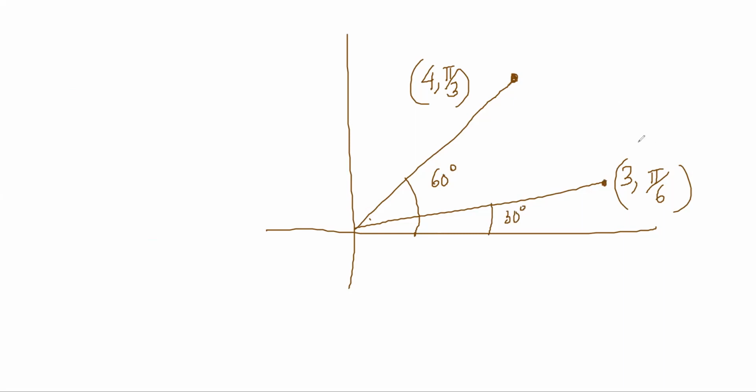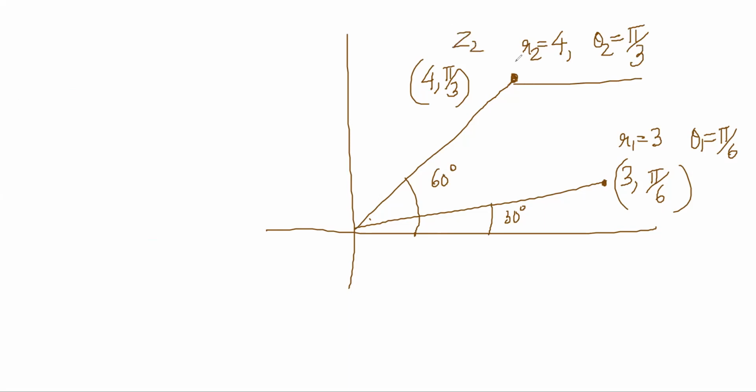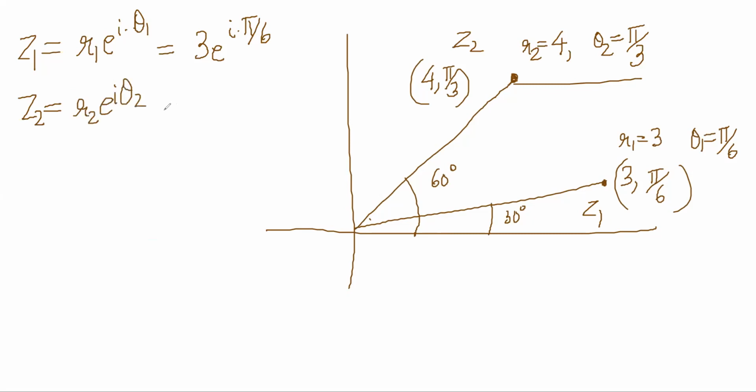Now, what is the meaning here? r1 is equal to 3 and theta 1 is equal to pi by 6, right? And r2 is equal to 4 and theta 2 is equal to pi by 3, right? So now let's call them z1 and z2. Now z1 can be written as r1 e power i theta 1, that is 3 e power i pi by 6. And z2 can be written as r2 e power i theta 2, which is equal to 4 e power i pi by 3.